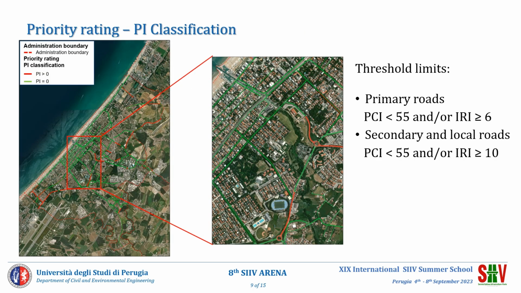Note that the priority index is calculated if the PCI or IRI values exceed the respective safety threshold: PCI lower than 55, and IRI equal to or greater than 6 for primary roads, and IRI equal to or greater than 10 for local and secondary roads with operating speed lower than 50 km per hour. All the priority areas have to be investigated at the project level to identify the specific maintenance strategies, considering pavement distresses and their severity degree.